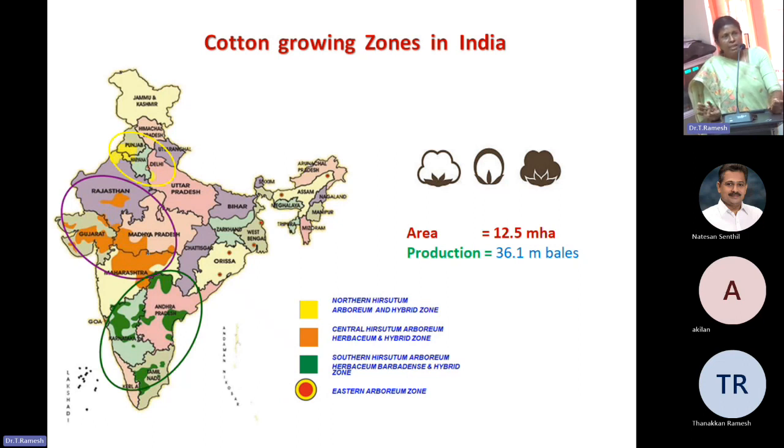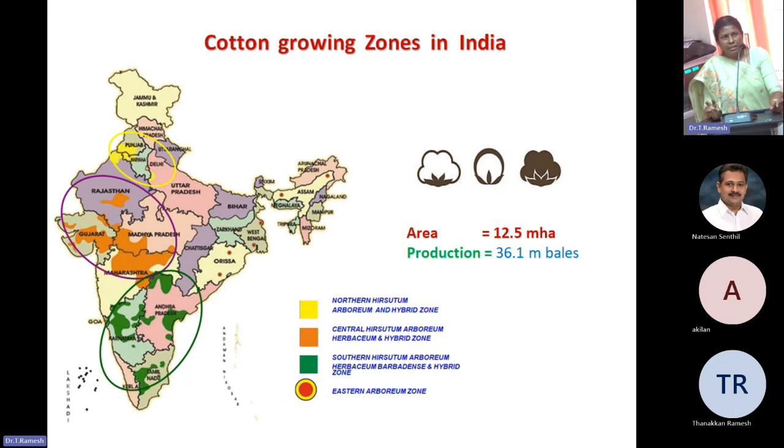So mainly cotton is being grown in 11 states. I have marked them: in the north, Punjab and Haryana; in central India, Madhya Pradesh, Maharashtra and Gujarat; and in the south, Tamil Nadu, Karnataka, Andhra Pradesh and Telangana. These are all the main states where cotton is grown. In the eastern region, the red dot I have shown, it is only the arboreum region, where very desi kind of cotton is grown, not very commercially, but they are attempting to grow cotton in this eastern area also.